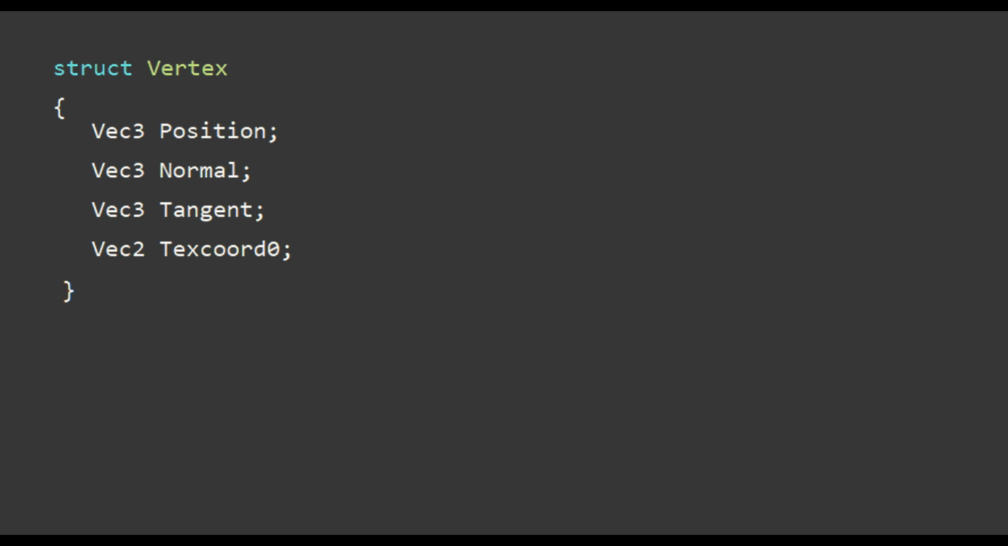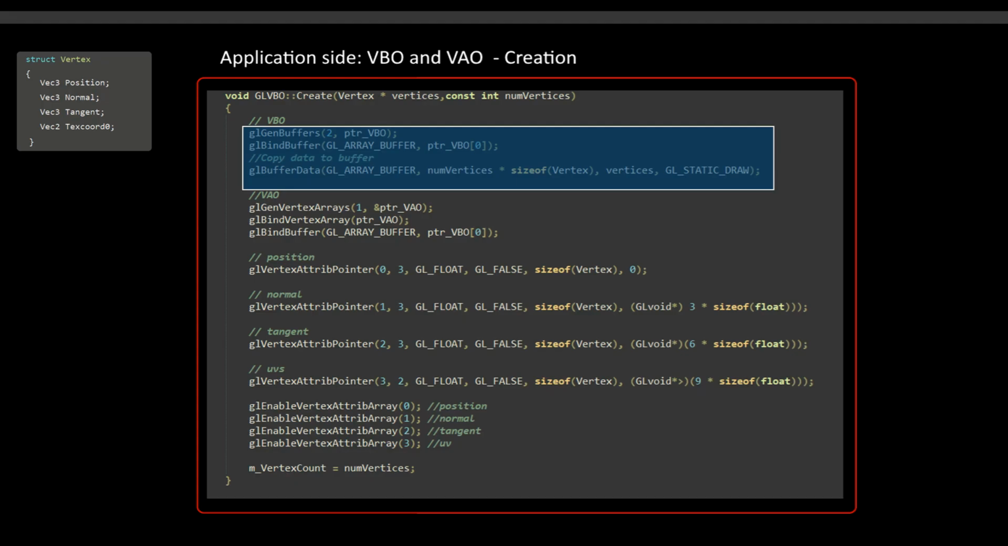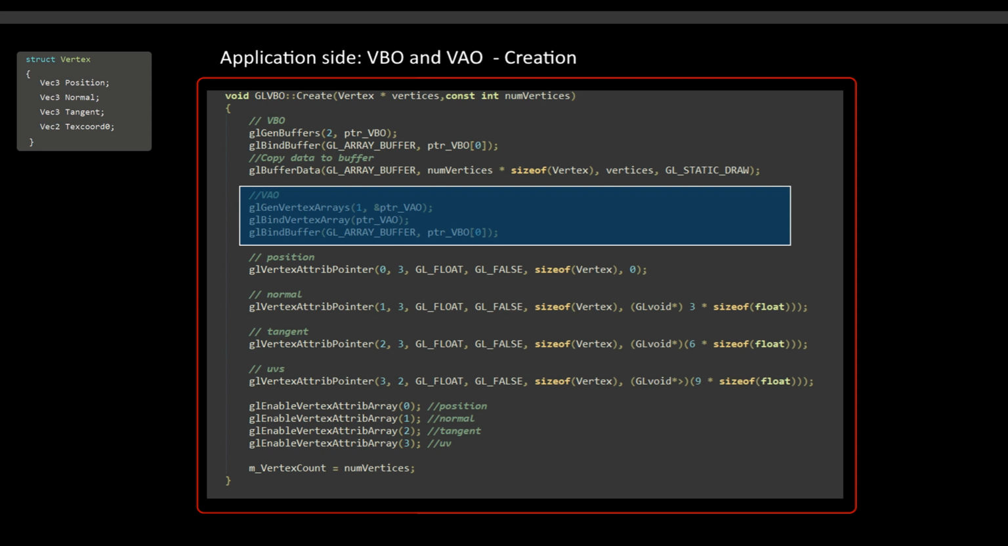Let's look at the example. Let our vertex be defined by 4 attributes: position, normal, tangent, and texture coordinates. In C++, we can define vertex as a structure that looks something like this. So we can think of our model as a list of vertices. On the application side, as usual, we first create vertex buffer and upload our vertices to it. Then we create empty vertex array object and link it with our vertex buffer.